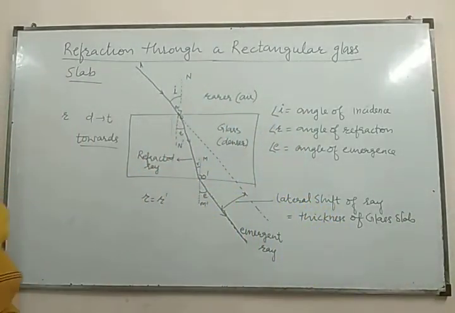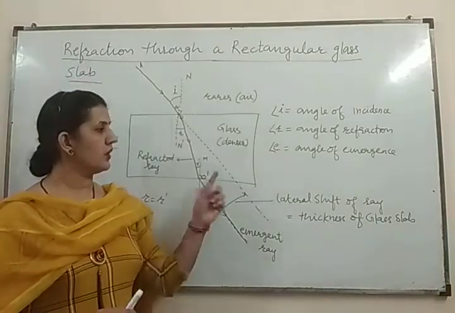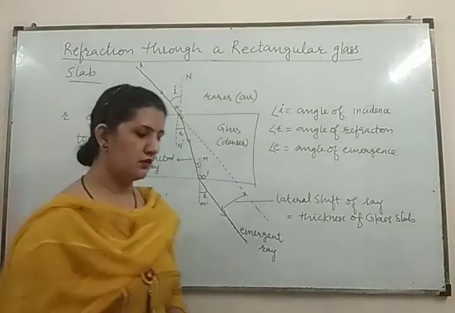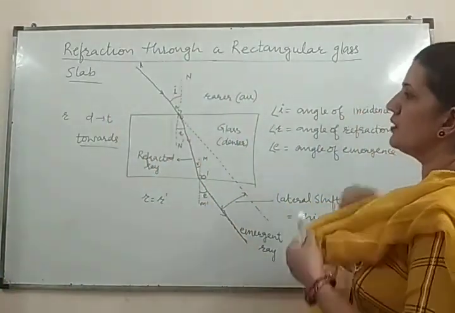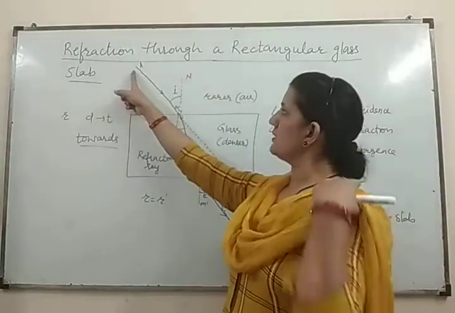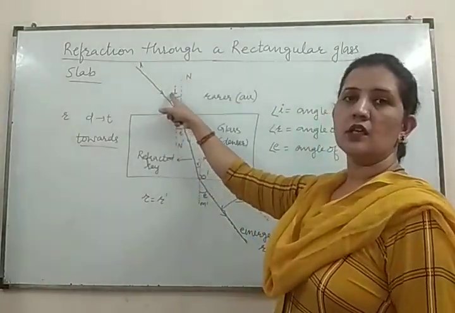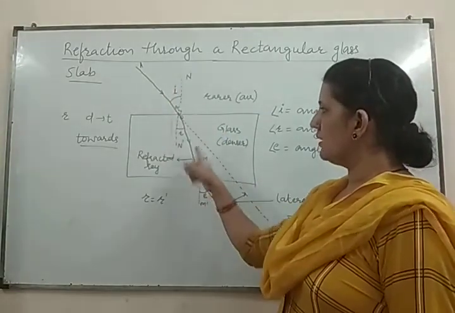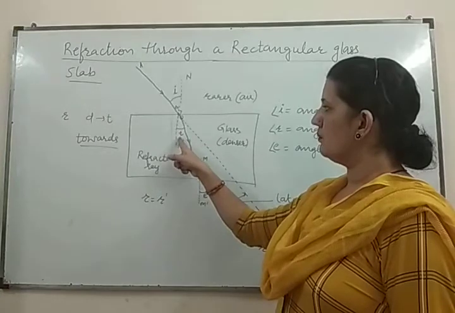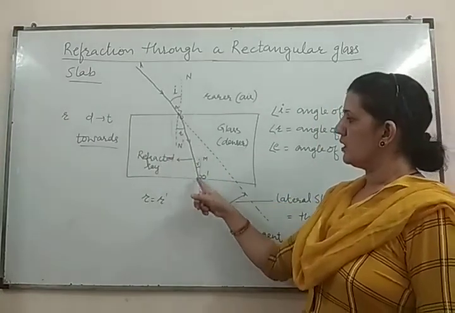This is also an experimental activity in your syllabus. First of all, everything should be clear to you. Let me brief once again. This ray is the incident ray making an angle I, the angle of incidence, with the normal. Then it is refracted and bent towards the normal, making the angle of refraction R, and again it strikes the second surface of the glass slab.